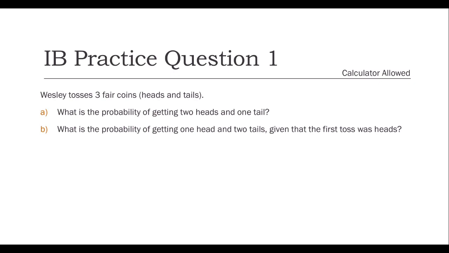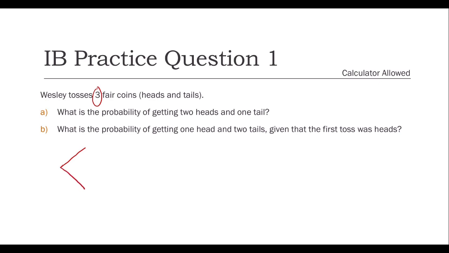So now we have our first IB practice question. It says, Wesley tosses 3 fair coins, heads and tails. A, what's the probability of getting 2 heads and 1 tail? So we can't draw a table because there's 3 different things going on. There's 3 coin tosses. But what we can do is draw a tree.